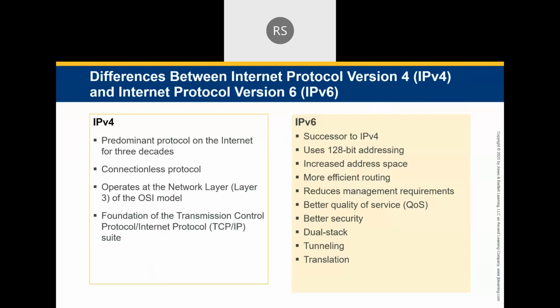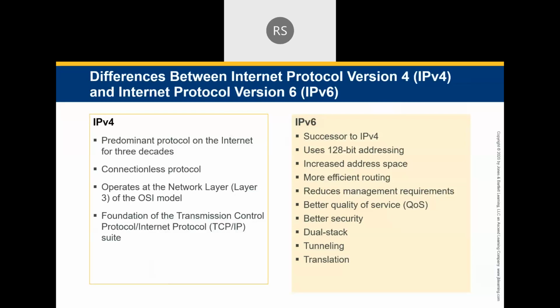Now, IP version 6 is the successor to IP version 4. It uses 128-bit addressing, which gives us increased address space. It also has more efficient routing, reduces the management requirements, and has better quality of service and better security. It also is dual stack, so it supports both IP version 4 and IP version 6. And it utilizes tunneling and translation techniques.